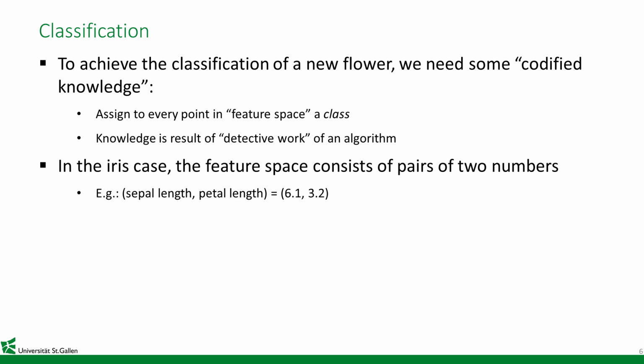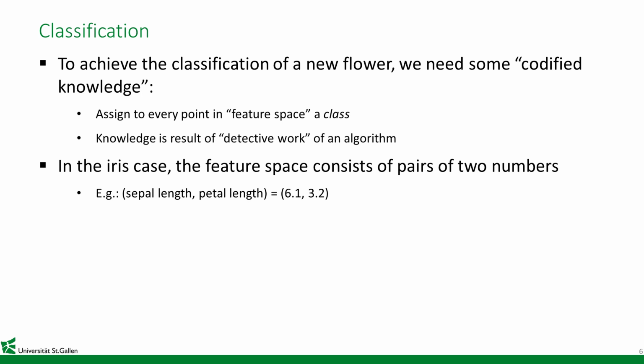Now, in order to obtain classifications of new flowers, we need some form of codified knowledge. This just means that every point in the feature space is indicated by a class. So how do we do this? The actual knowledge is generated by the detective work of the algorithm. Knowledge just means that the algorithm is able to learn what kind of combinations of covariates, so what kind of values of sepal length and petal length, are more probable of being represented by the species versicolor, for example.